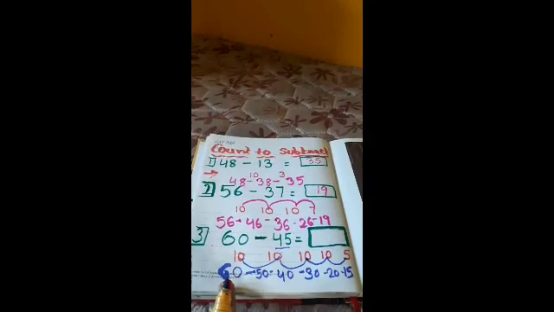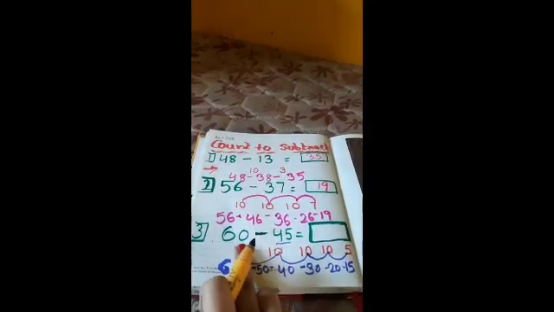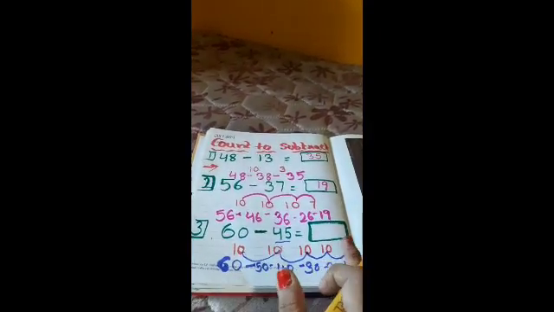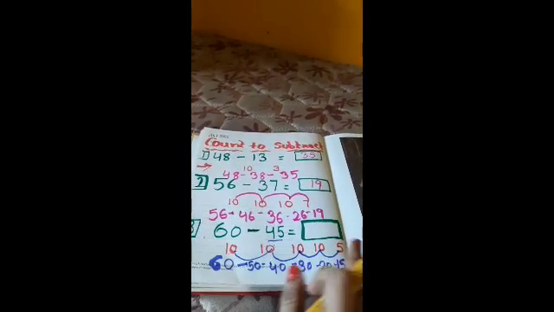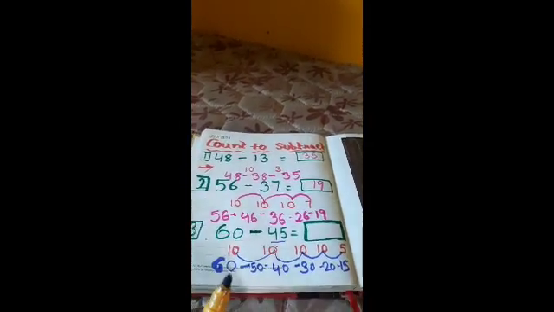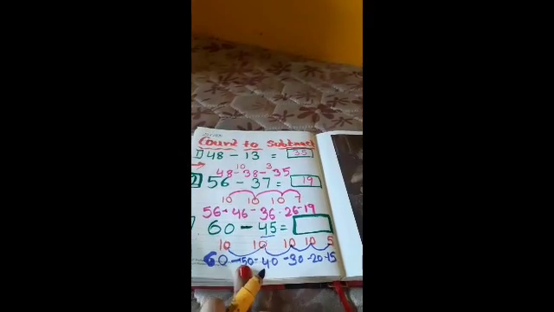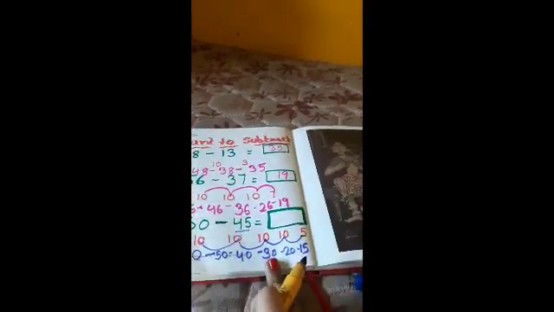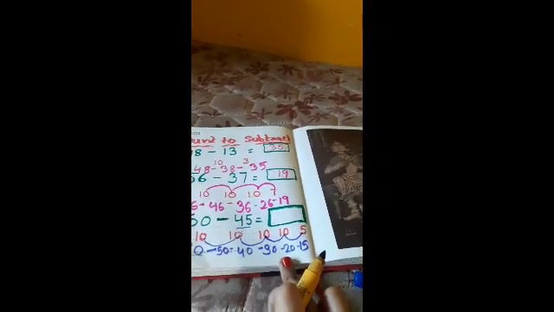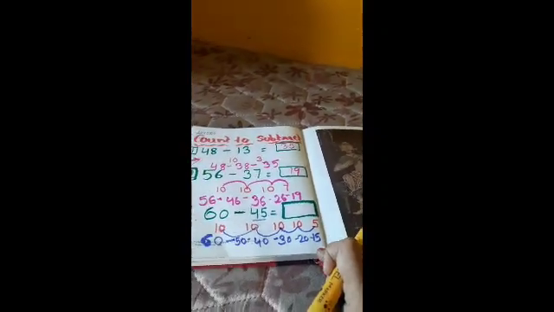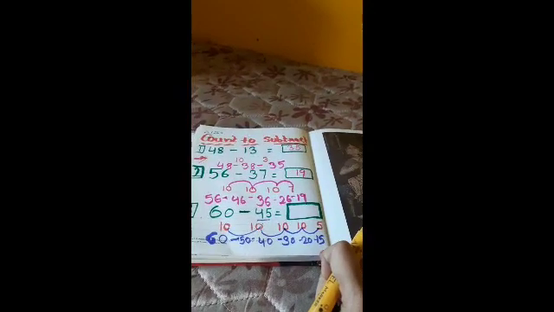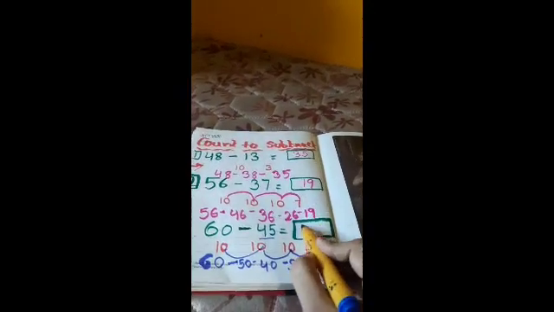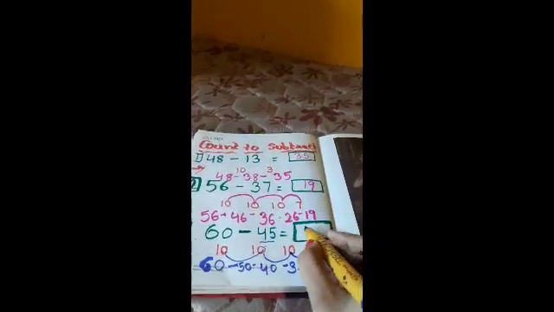Right? Again we'll see. 10, 20, 30, 45. 45 we have to subtract from 60. So 60 minus 10 will give you 50. Minus 10 will give you 40. Minus 10 will give you 30. Minus 10 will give you 20. And minus 5 will give you 15. So the answer over here is 15.